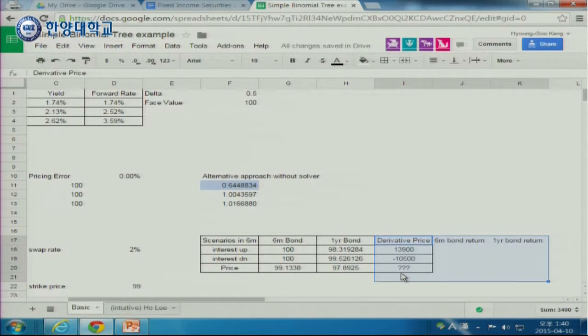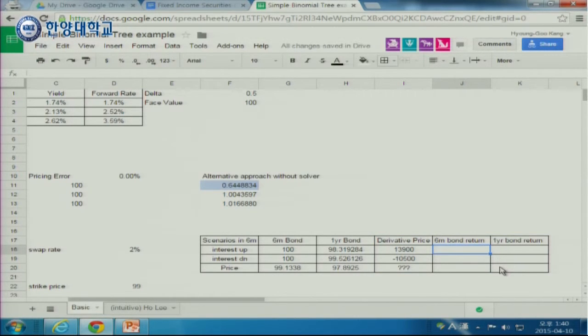So anyway, let's think of everything in terms of return. The 6 months return is for the next 6 months. The return when interest is really high is this one divided by this one, right? And this return is this one, likewise. So if we invest $1 in the 6 months bond, I have this return in the up scenario and this one in the down scenario.